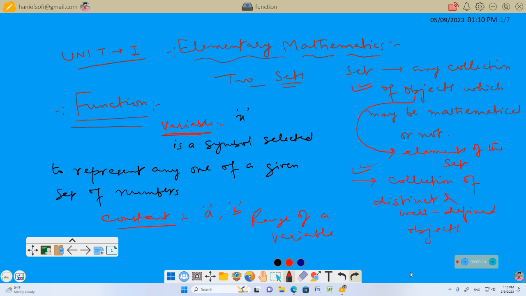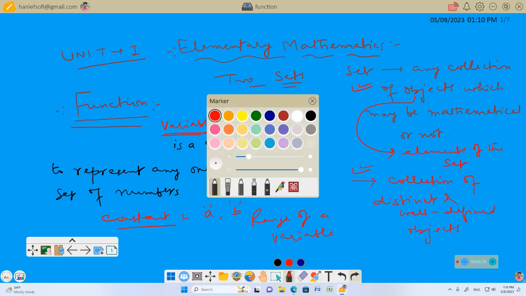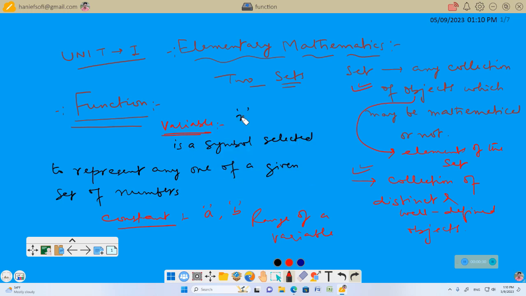We discussed the idea of function. So today, we continue with that idea. So let me write here, continue. So we continue the idea of function today.